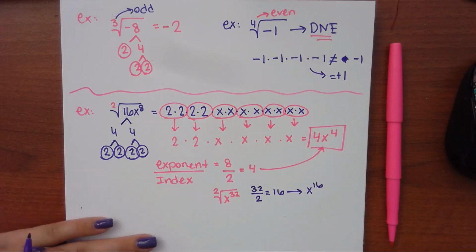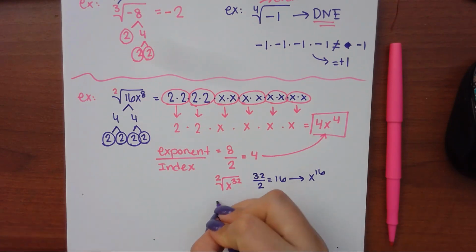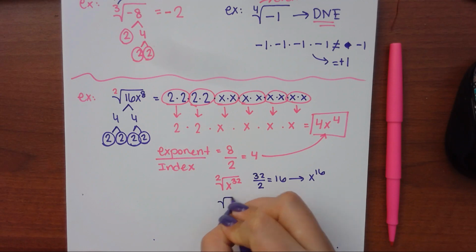Now, anything that's left over gets left underneath. So this is the only tricky part of this. So let's say it's a square root again, but it's x to the 5th power instead.